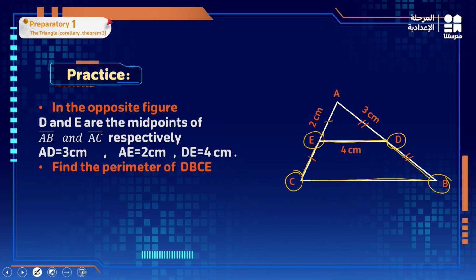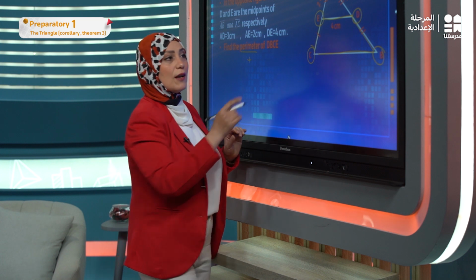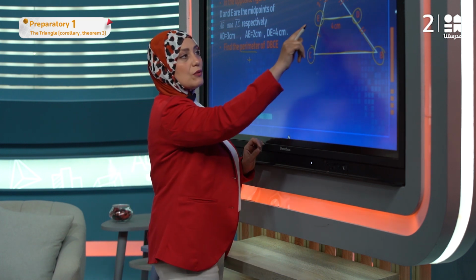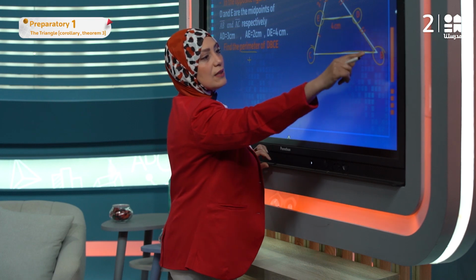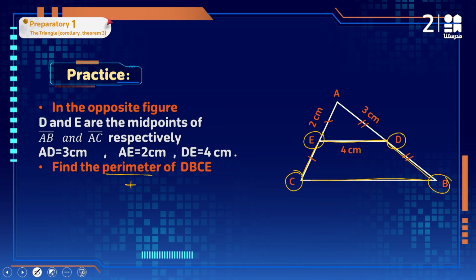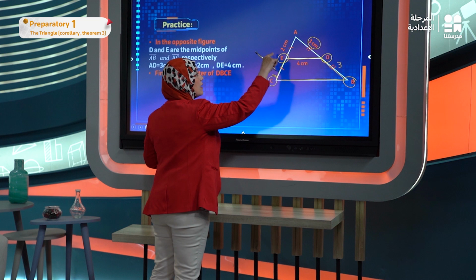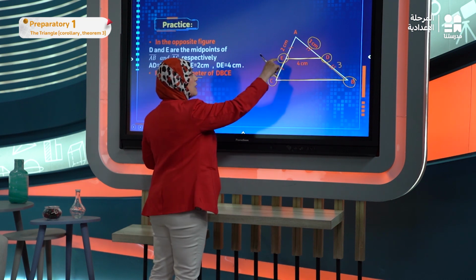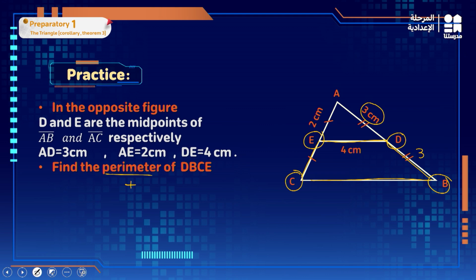Okay, how can we find the perimeter? We need to add all the sides. Okay, how do we know the sides? I know one of them only, which is 4 centimeters for ED. What about DB? If this one is 3 centimeters and D is a midpoint of AB, so immediately DB is 3 centimeters too. Why? Because D is a midpoint of them, so they are equal. The same for AE equals 2 centimeters. And E is a midpoint of AC, so EC is 2 centimeters.